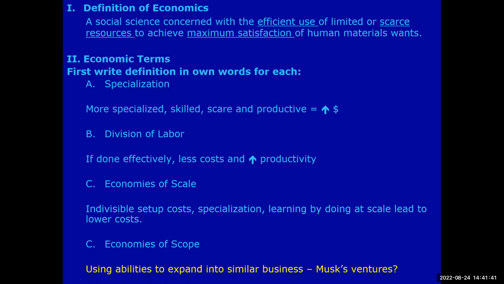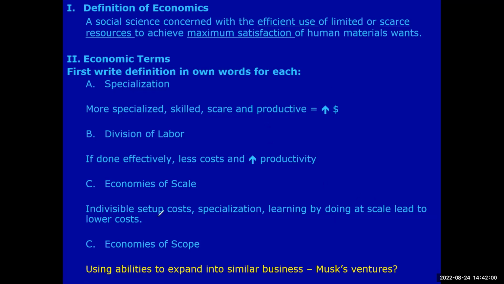Using abilities to expand into similar businesses. I heard some good answers there as I was listening in on you guys. Is that what you wrote down? You're good at one thing, that's going to make you good at something else. You don't have to write, well, you can write Musk Ventures, but let's write them down in our notes.